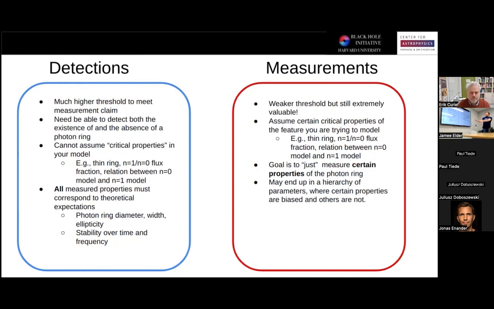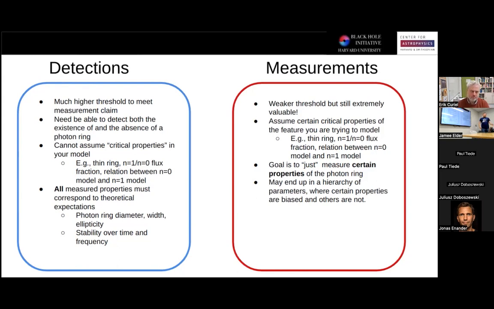On the other hand, I view measurements as very different. A measurement is like, I'm going to assume the model is there, I'm going to start fitting things and see what we can extract. And then comes the question of how reliable my measurements actually are. So you might pull in certain things, like, I'm going to assume there's a thin ring in the image. I'm going to assume there's some rough range for the n equals 0 and n equals 1 flux I want to build into my model. And you can build some of these things in.